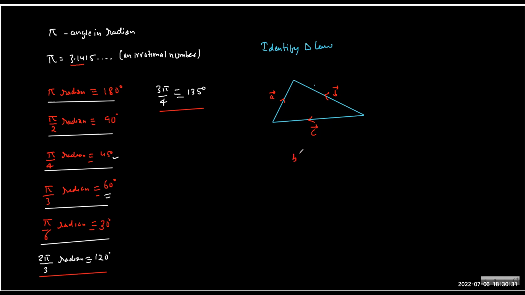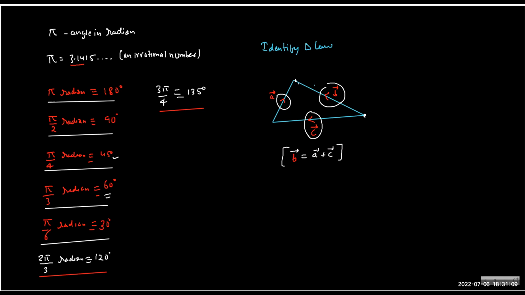So B vector is the resultant of A and C. And how to identify? We check the arrows in order. This arrow is in order, and this is in the reverse order. So those arrows which are in order, we add them, and then the third we write as the resultant, because this you can see is joining the tail of the first to the tip of the second. So B vector is joining the tail of the first to tip of the second. So this is the law.